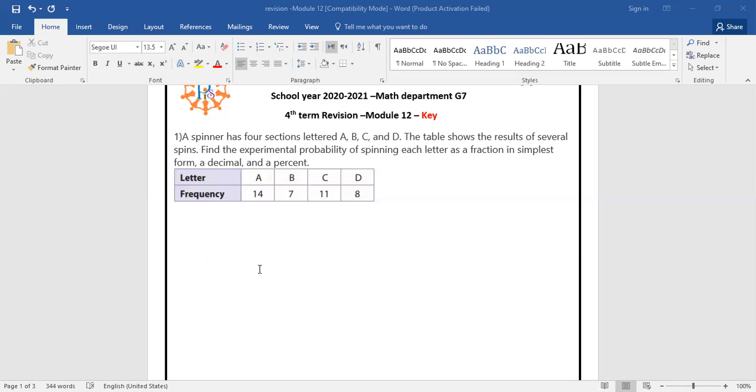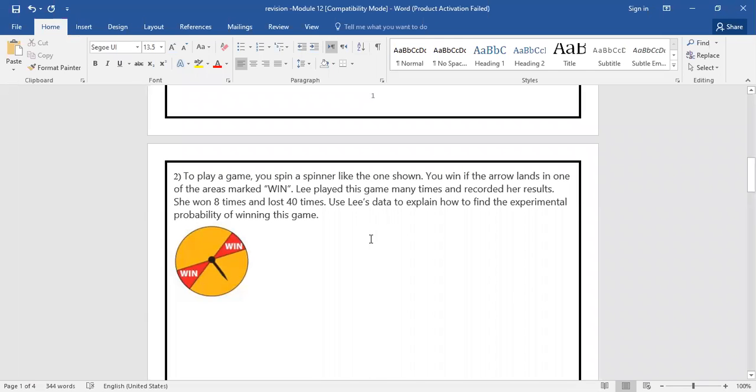Okay, so did you understand this part? How we can find the probability for each part? Okay, who will tell me again? Who will answer this question?